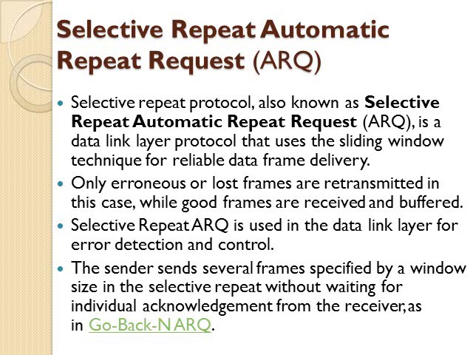Only erroneous or lost frames are retransmitted in this case, while the good frames are received and buffered. Selective repeat ARQ is used in data link layer for error detection and control. The sender sends the several frames specified by the window size in the selective repeat without waiting for the individual acknowledgement from the receiver, as in go back N ARQ.